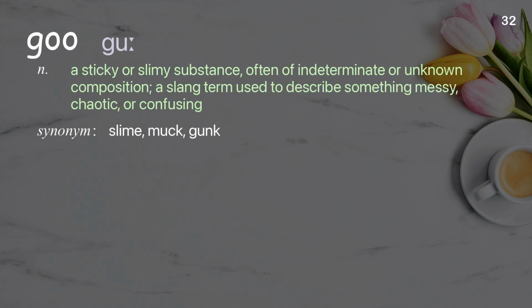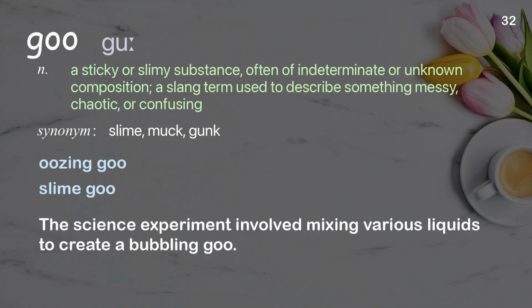Goo. A sticky or slimy substance, often of indeterminate or unknown composition, a slang term used to describe something messy, chaotic, or confusing. Examples: Oozing goo. Slime goo. The science experiment involved mixing various liquids to create a bubbling goo.